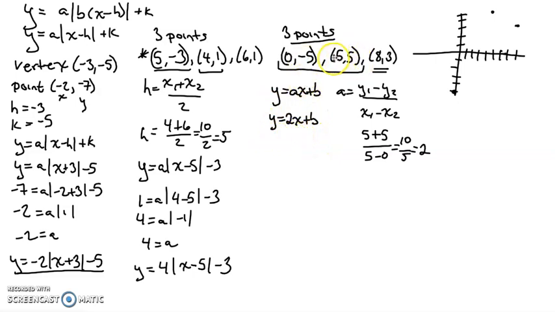We can use either of these two points, sub in our x and our y, and solve for b. So -5 equals 2 times 0 plus b. So -5 equals b. And we see that the rule of the line is y equals 2x minus 5.